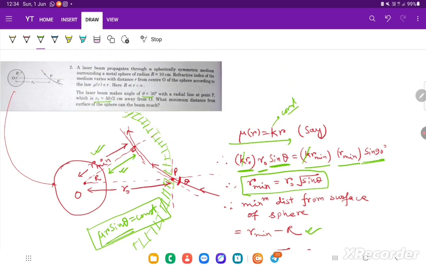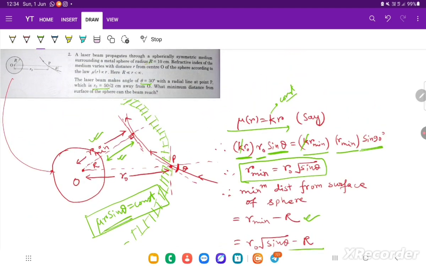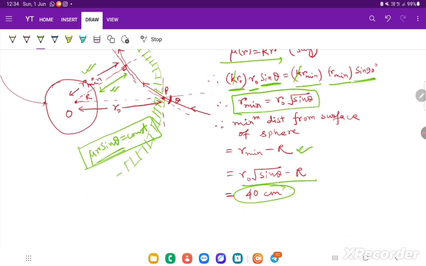I have not shown the calculation here. R naught is given, theta is given, and capital R is also given. You just put the values and you will get 40 centimeters, and this is the answer for this question.